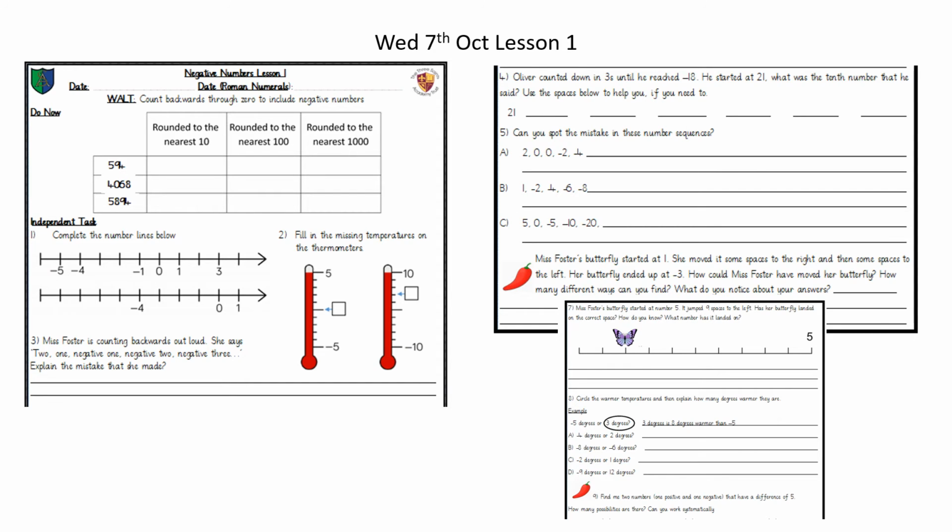Now, number lines can be horizontal or they can be vertical. In question 1, the number lines are horizontal. In question 2, the number lines are vertical, like with a thermometer. The best way to think about negative numbers is to think about temperature. The bigger the number, the hotter it is. The smaller the number, the colder it is.